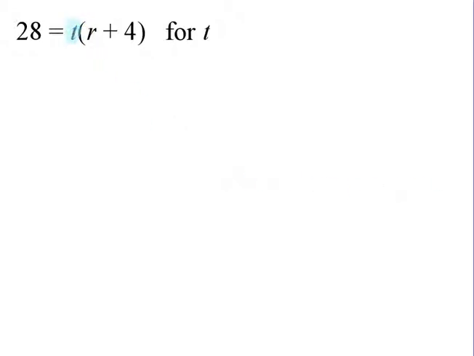So if you notice, I've got t times the quantity r plus 4. What undoes times? What undoes multiplication? Division, right? So if I take t times that whole quantity, to undo it, I'm just going to divide by that whole quantity. Since it's a quantity, you can do that. So whatever I do to one side, I got to do to the other.